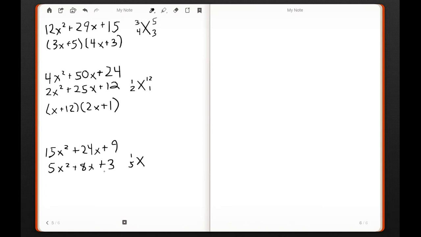This one's actually very easy compared to the others. Only factors of 5 are 1 and 5. Now the question is, where does the 1 and 3 go? If we put the 3 here, that'll be 15. That's too high, so we're going to put the 1 here and the 3 here. This will be 3 plus 5 is 8. And we write it out as x plus 1 times 5x plus 3.